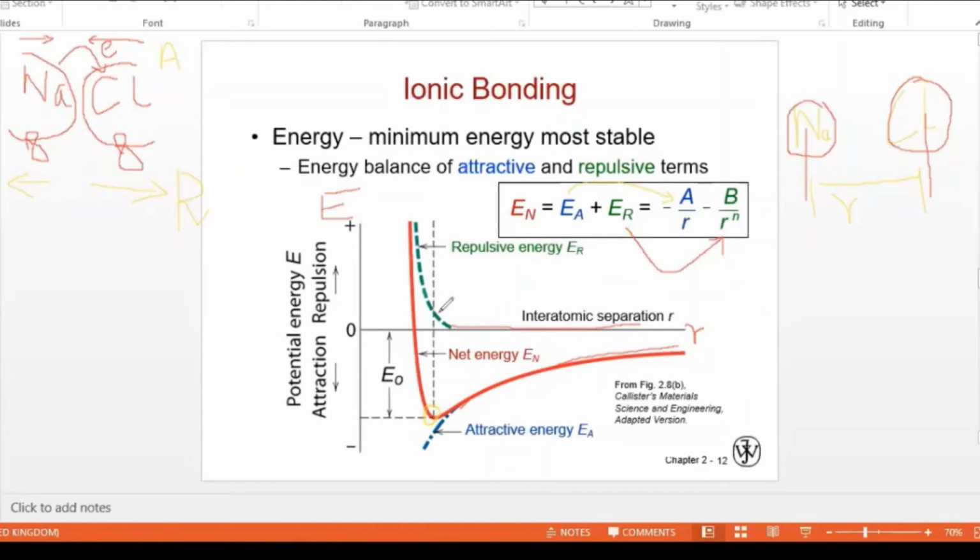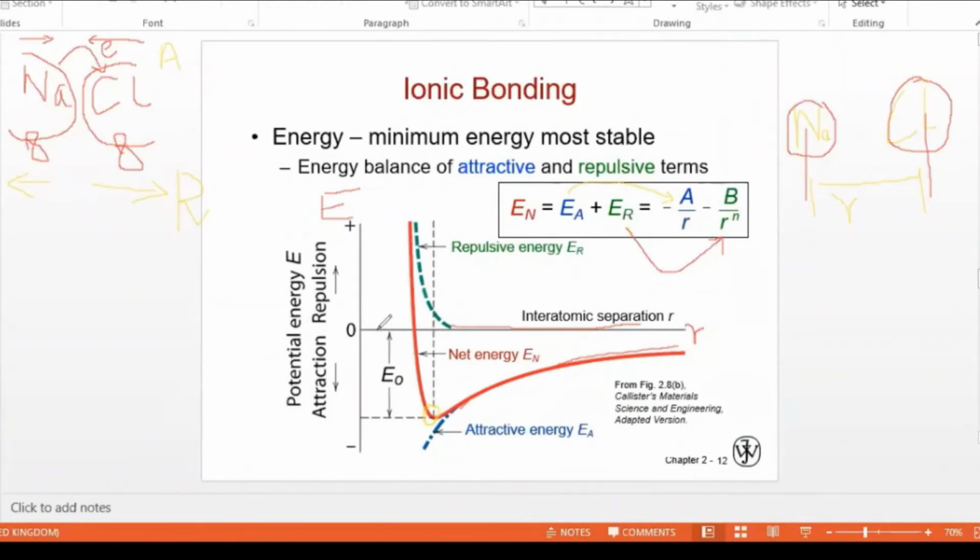This B upon R to the power n graph is closer to the x-axis than this one because it is to the power n. If you want to check, you can take your copy and put arbitrary numbers, keeping A and B constant.